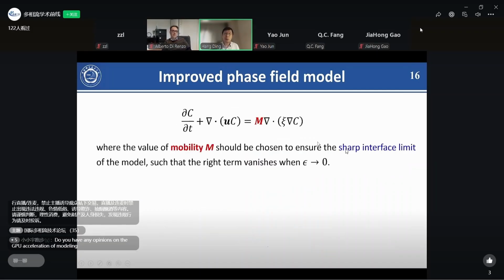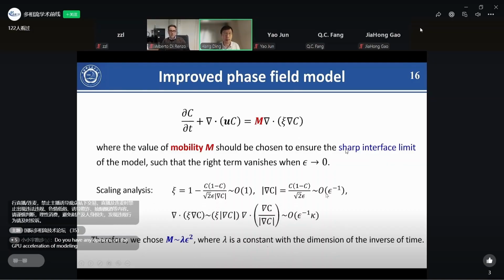Then go back here. Then we make sure how to choose zeta to make sure the interface goes back to this equilibrium state. But the mobility is very important because we want to make sure that when the thickness of the interface goes to 0, the right-hand side should vanish. That means it reaches the sharp interface limit here. How to make sure of that? Then we do some scaling analysis here.